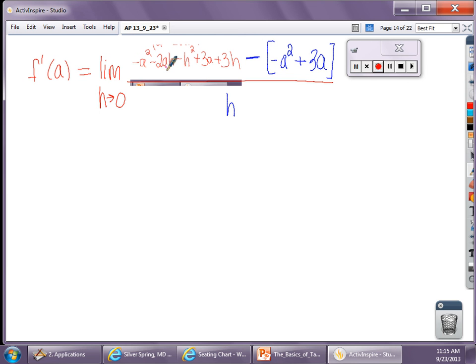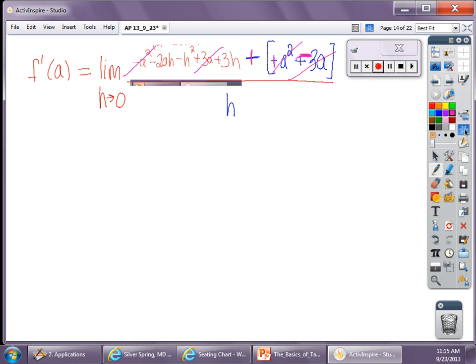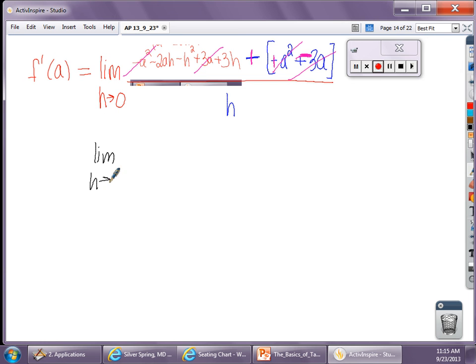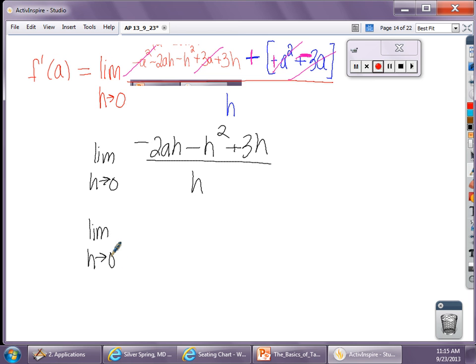All right, distribute your negative so we don't forget about it. I'm going to turn that to a plus, turn that to a plus, turn this to a minus sign right there. So, negative a squared, positive 3a, negative 3a. You should be able to eliminate all terms without an h. Limit as h goes to 0 of negative 2ah minus h squared plus 3h all over h. I'm going to slow down and just make sure we do all of our simplifying steps correctly. What I mean by that, I'm going to factor out an h.